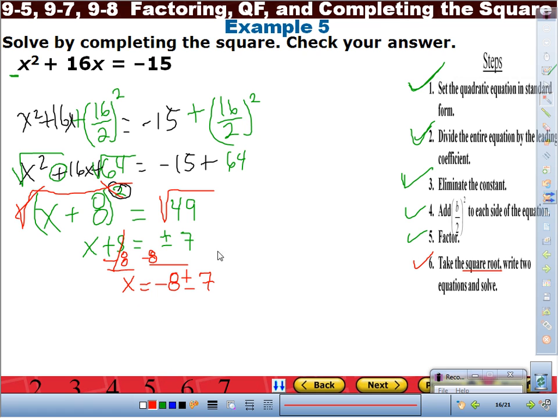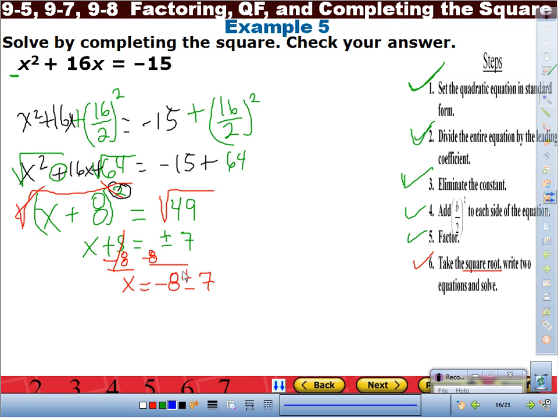Now, at this point, do you see that? Do I have any radicals here? No. When we get to any problem that does not have any radicals at the end, we write two equations. You write two equations because it doesn't have a radical right here anymore. So you remember what I just said?